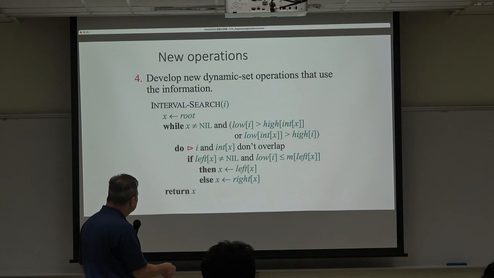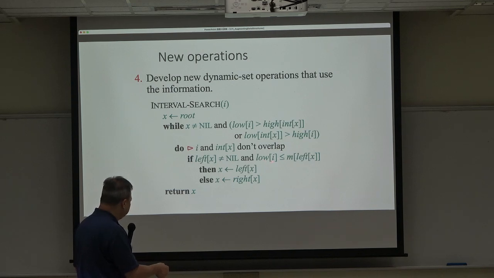So this is 18, which is larger than 14. That's low I. 18 is larger than the low I, the left endpoint of I. So we will go to the left child. So we go to the left subtree from X.